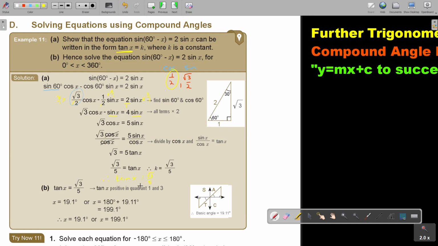Then, hence, solve the equation. Usually, and I mentioned it before in previous videos, when they say hence, it usually means that part A must help you now.